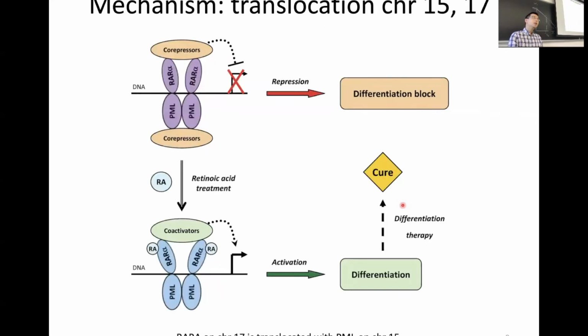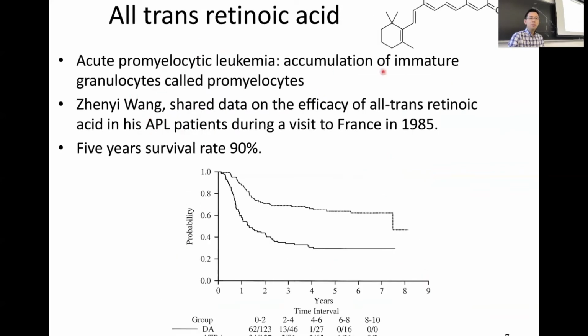It turns out that the mechanism is also due to a chromosome translocation. A chromosome translocation between chromosomes 17 and 15 will create an oncogenic fusion gene between RAR alpha and PML. And this gene will bind together with a co-repressor and stop the downstream differentiation of the myeloid cells. And the all-trans retinoic acid will bind to the RAR alpha fusion and somehow make it stay together with a co-activator and promote the downstream differentiation of the immature granulocytes.